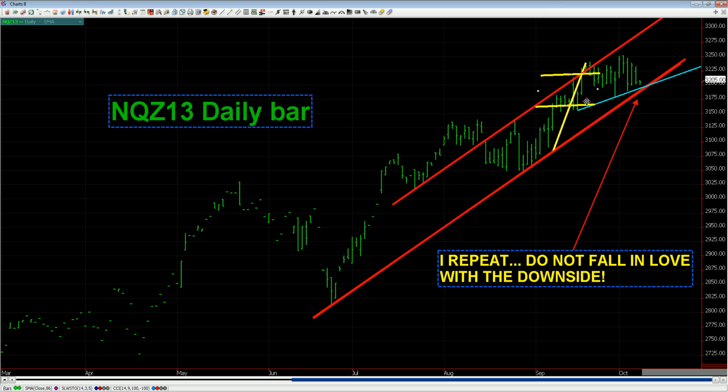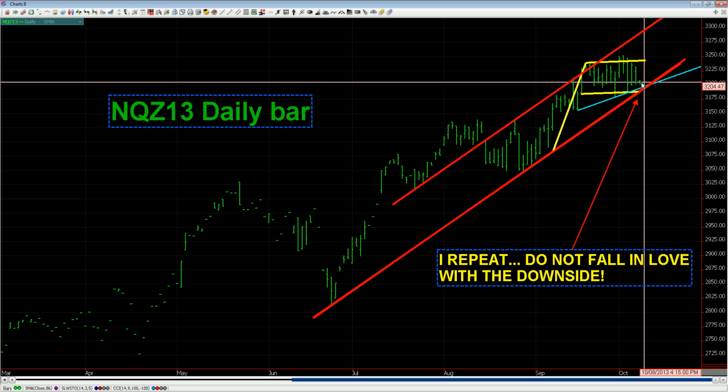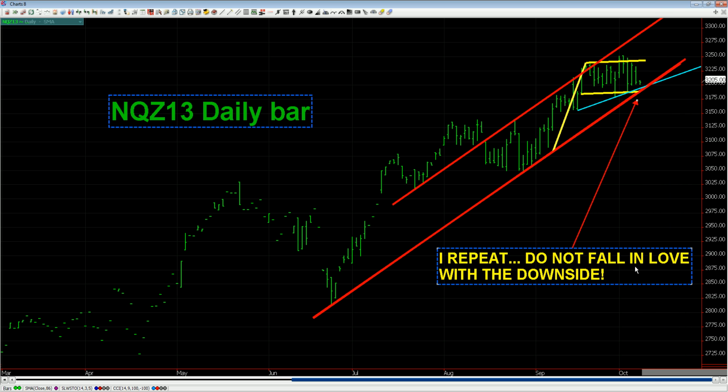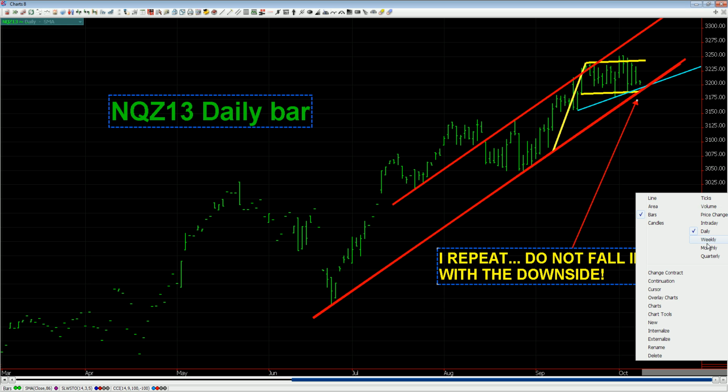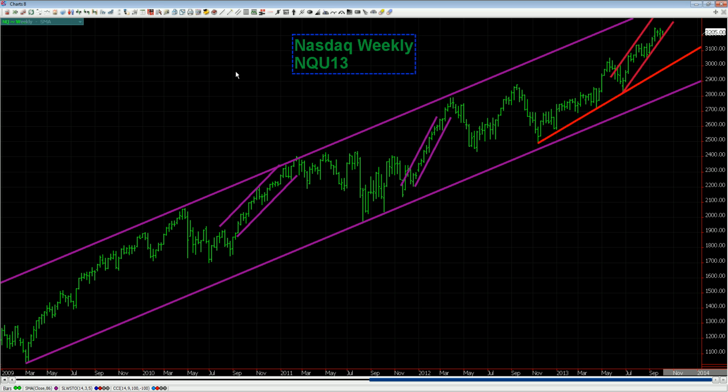So the flag comes in at this spot. Support comes in at this spot. Major support comes in at this spot. I say if the Nasdaq drops a little more, it will find some legs. But we are day traders. We will take this one day at a time. That's your daily. Look at the Nasdaq weekly, traders.